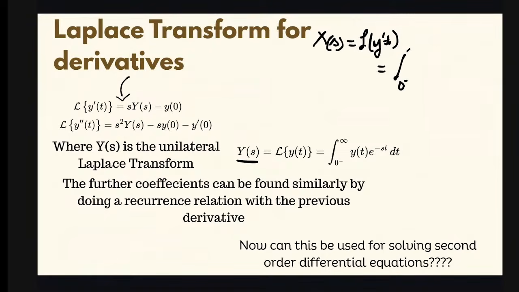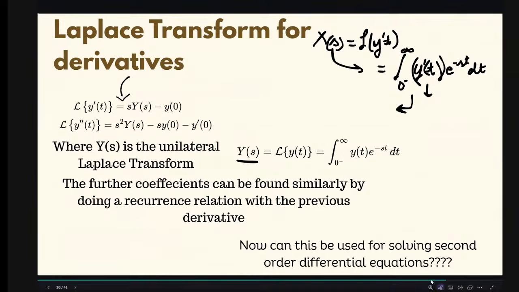Integral 0 minus to infinity y dash of t e power minus st dt, right? So this is x of s. Now let's use some basic integration techniques. I hope all of you know how to do integration by parts. So take this as like do the UV method, and what do we get?